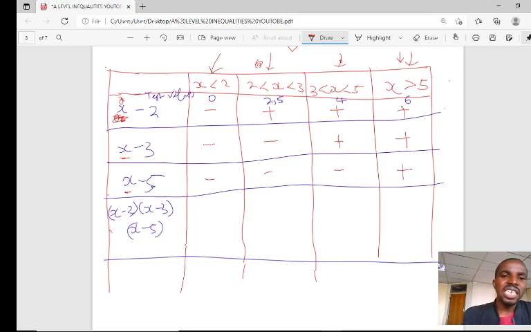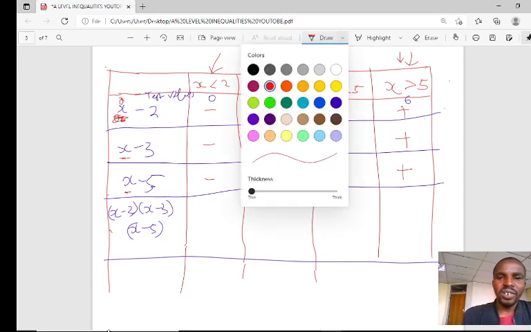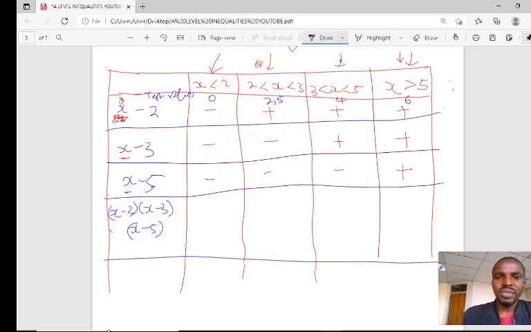Then what will be the final sign of our function? In this case, let me use a different ink. If you take this minus and this minus, it will become a plus, and this minus. So minus, minus, minus, 3 minus signs, 2 will cancel out to become a plus. So the final will be a minus. We'll be left with a minus sign here.